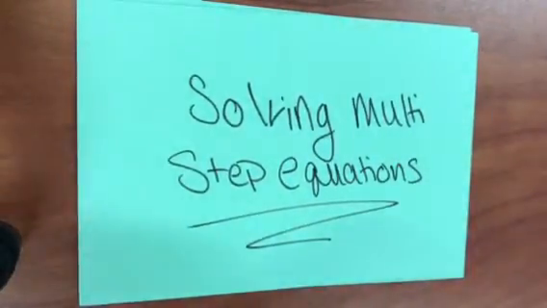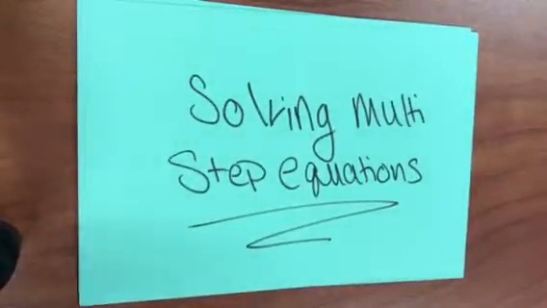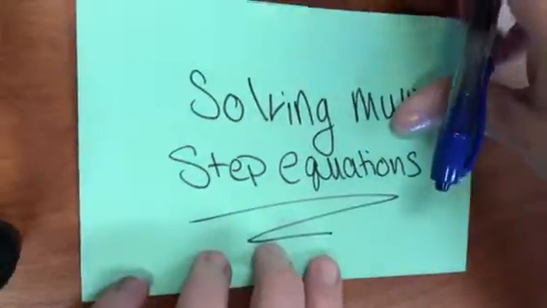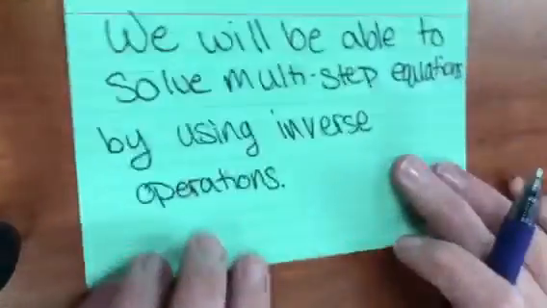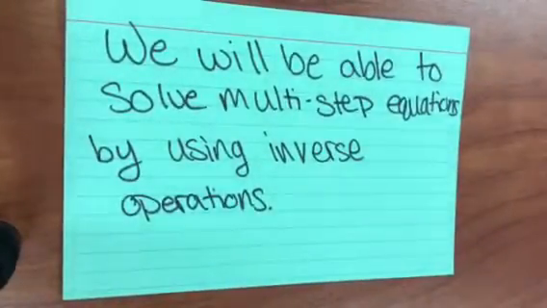So we're doing solving multi-step equations today. That means we're adding in an extra step. We've been doing two-step. This is multi-step. That means more than two. Multi means more, like multicolored. It's more than one at least. So our learning target today: we will be able to solve multi-step equations by using inverse operations.